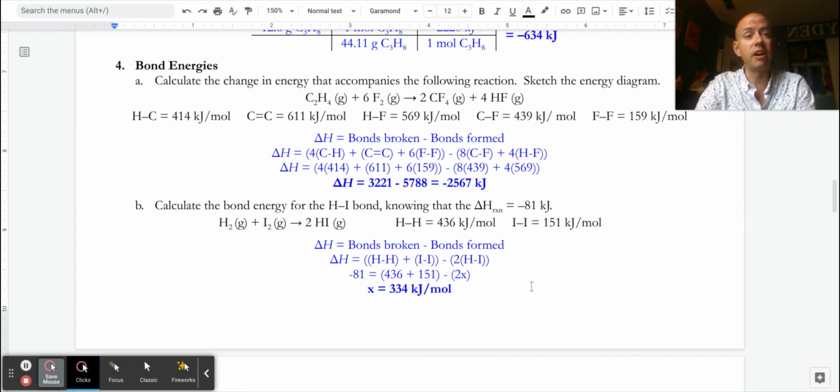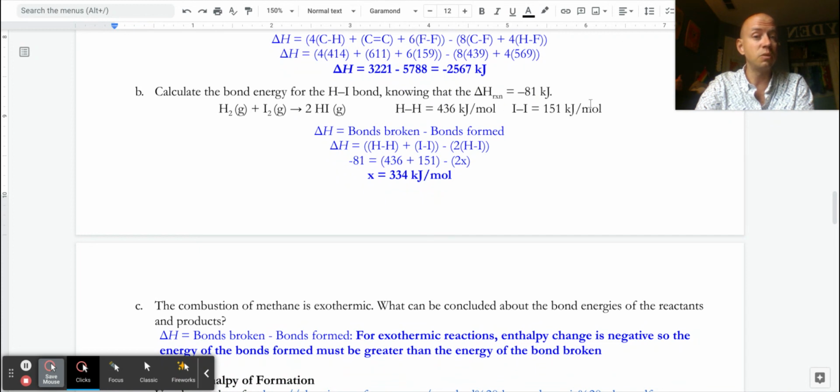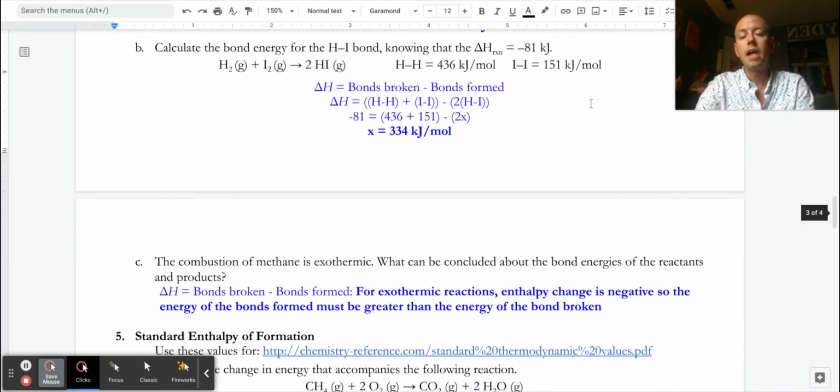Earlier, we were thinking very much of positive and negative as endo and exo, but bond energies are always a positive value. So we don't want any negatives there, and it should just connect with what we know as well. Then the last question here is that methane burning is exothermic. What do we know about the bond energies?